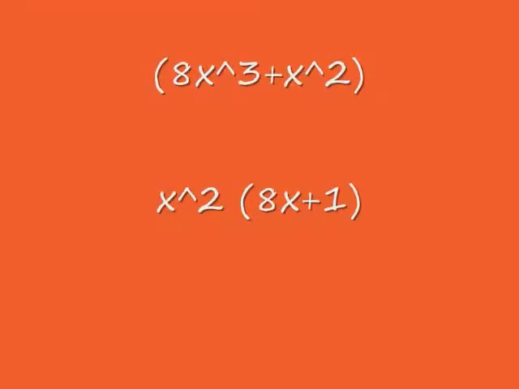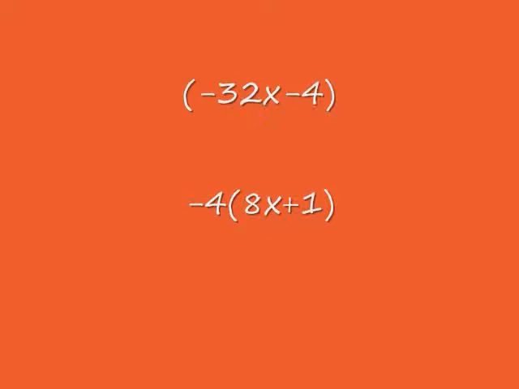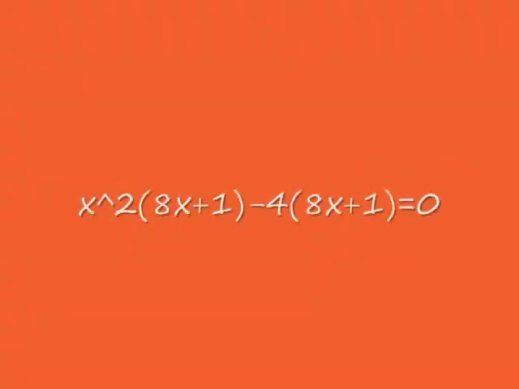In the first set, we can factor out an x squared, and that will leave x squared times 8x plus 1. In the second set, we can factor out a negative 4. And that will leave negative 4 times 8x plus 1. The point of this is to try to get the same remainder left over in the parentheses when you're done, as we have 8x plus 1 in both of them.